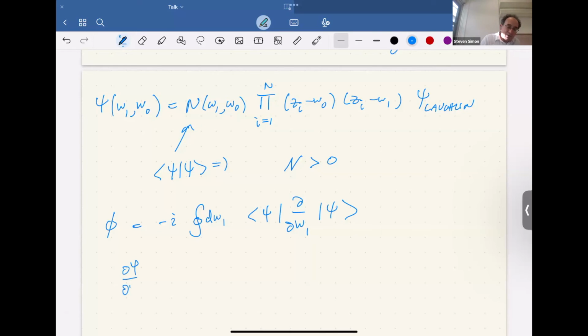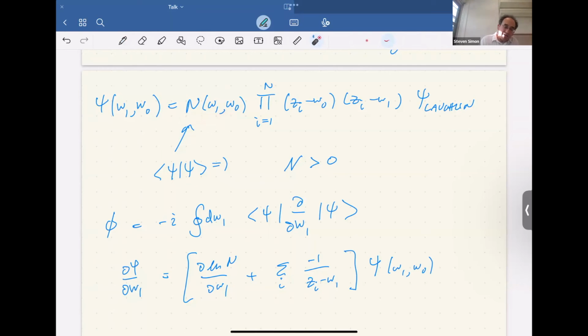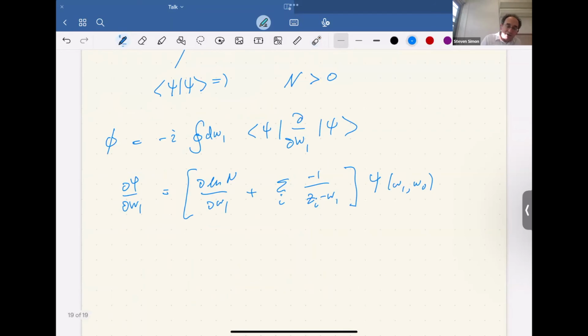So d psi dW1. Well, okay, we have to worry about the prefactor. So it's going to be d log n dW1 plus, now we're going to take derivative of these guys, plus sum over I minus 1 over zi minus W1 times psi W1 W0. Okay, so the derivative acts on this guy to give me d log n dW1 and acts on these to give me a factor of this.